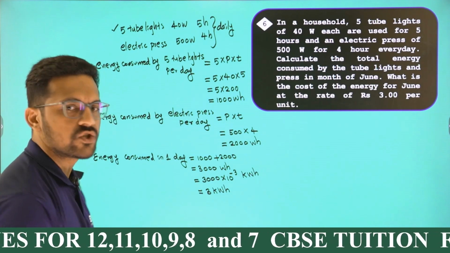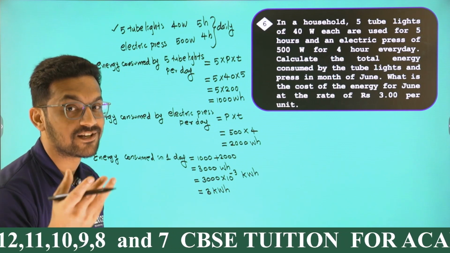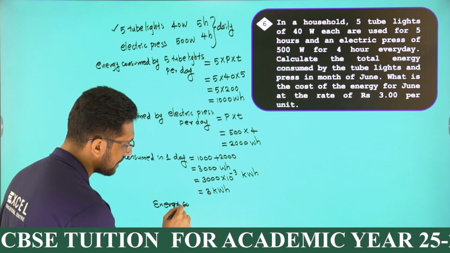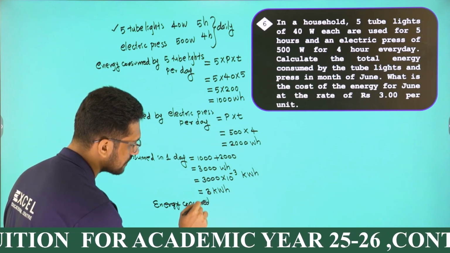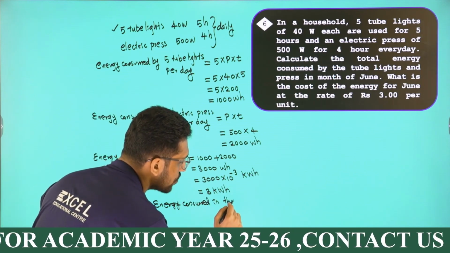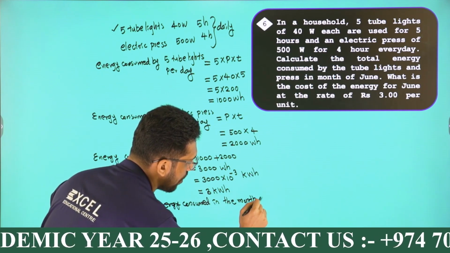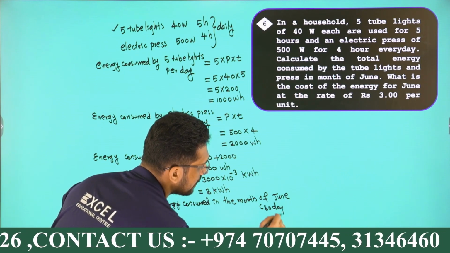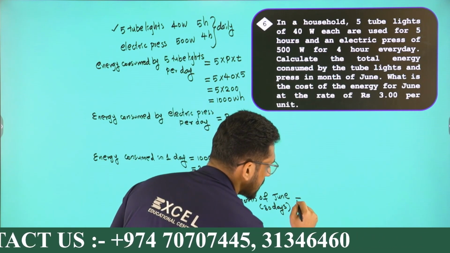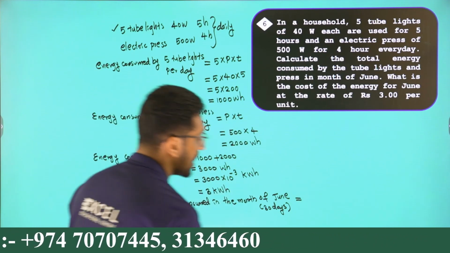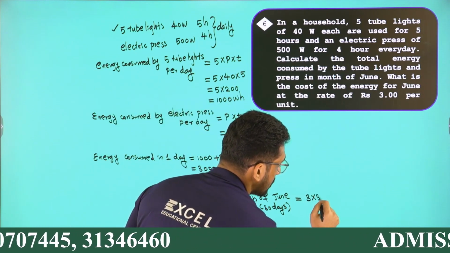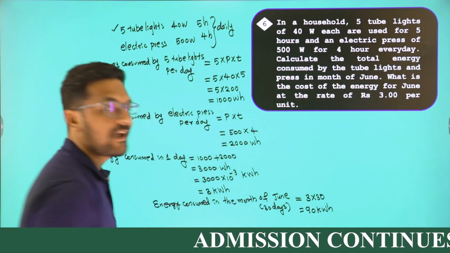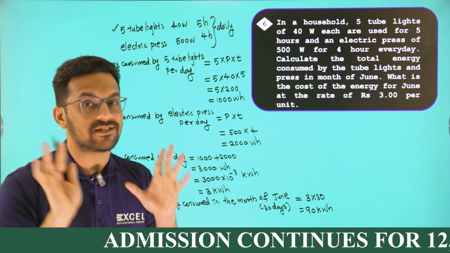Then what will be the energy consumed in the month of June? June has 30 days. So what is the total energy consumed in 1 month? In 1 day, that is 3. So 3 into 30. That will be 90 kilowatt hour, or 90 unit.